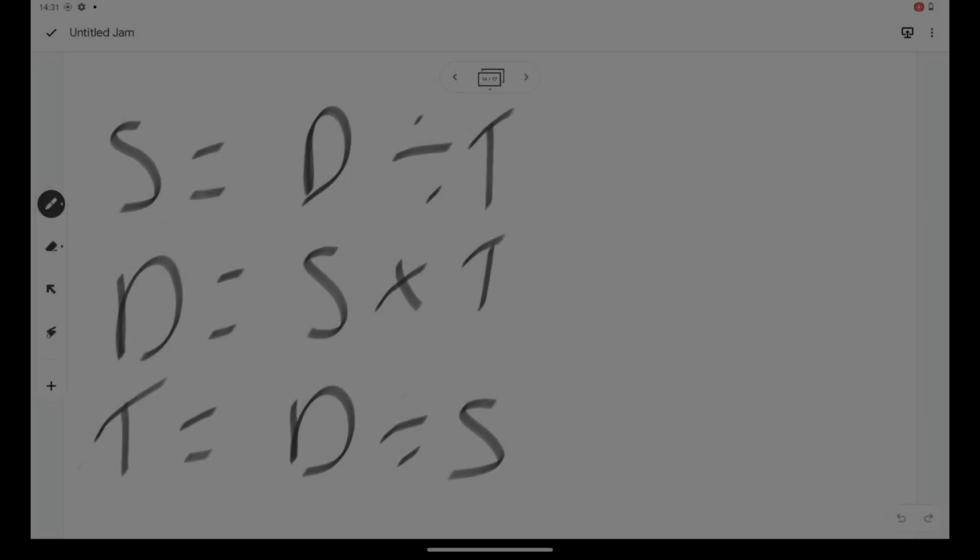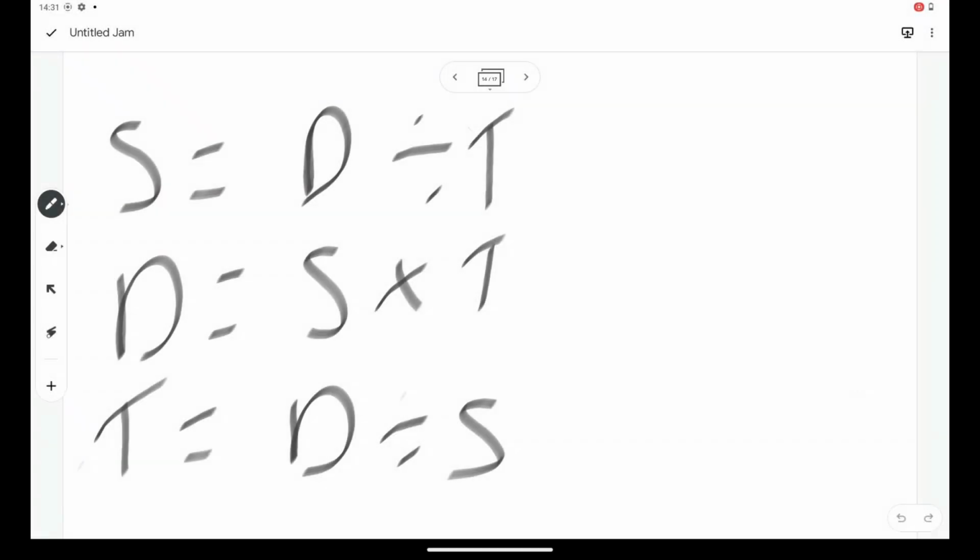Just for sake of ease here, S refers to speed, D refers to distance, and T refers to time. So to calculate the speed, you want to do distance divided by time. For distance, speed multiplied by time, and time, distance divided by speed.